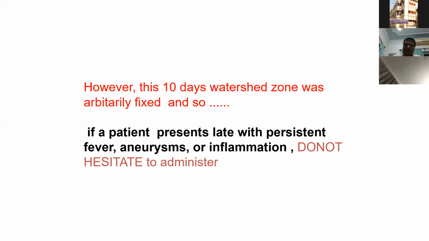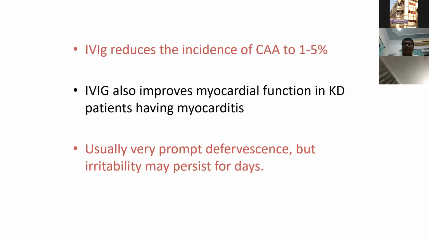So if the patient is presenting late with aneurysm, you need to treat that baby, because it has been observed that inflammation may persist in the blood vessels, even if the baby is not mounting any febrile response. So IVIG reduces the incidence of coronary abnormalities to 1 to 5%. And usually the defervescence is quite prompt, but remember the irritability may persist for days.